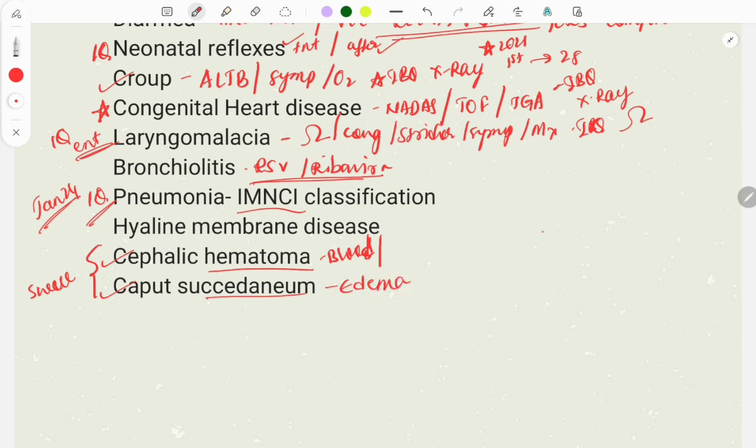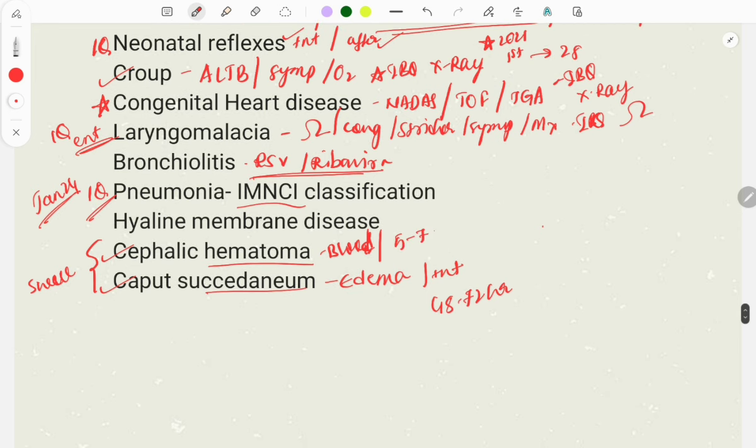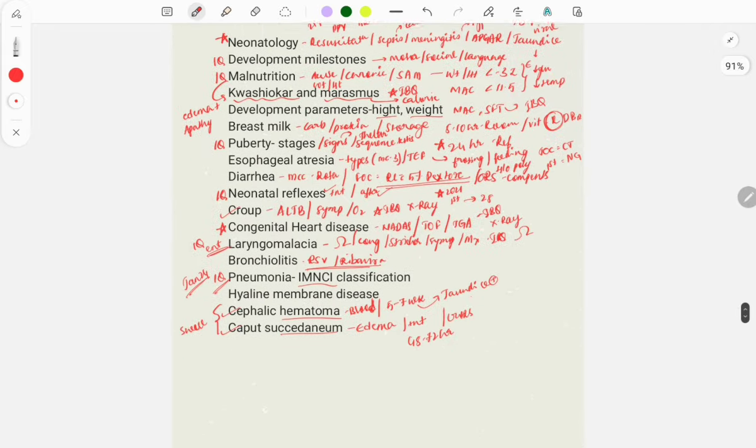The caput succedaneum is usually present at birth and it disappears within 20 to 72 hours. But the cephalhematoma is not present at birth and takes time to disappear, approximately 5 to 7 weeks. Another differentiating feature is that the caput succedaneum crosses the suture line, but the cephalhematoma does not. The cephalhematoma is also dangerous as it can cause jaundice in the baby. So this was a list of the must-do topics from pediatrics.